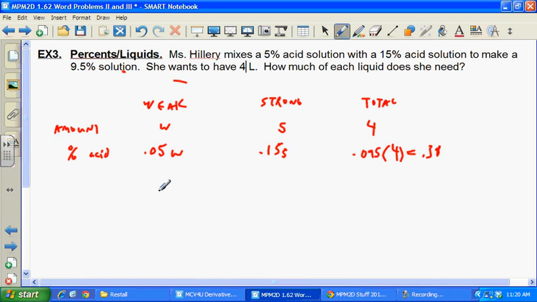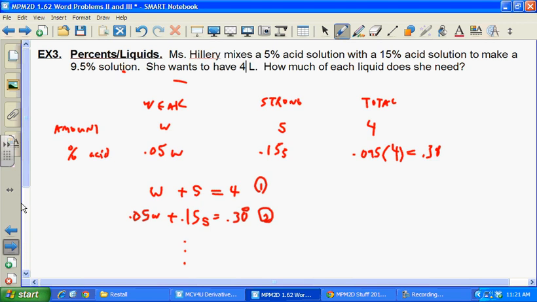And there's my 2 equations. My first one, W plus S equals 4, and 0.05 W plus 0.15 S equals 0.38. And again, there's my 2 equations. That one looks like it needs to go through spring training. I could use either elimination or substitution from this. And again, I'm going to stop there.